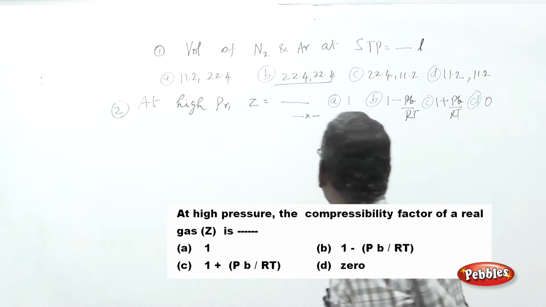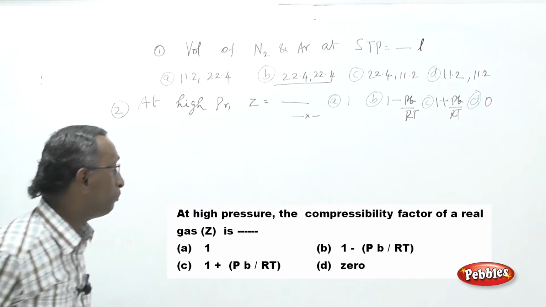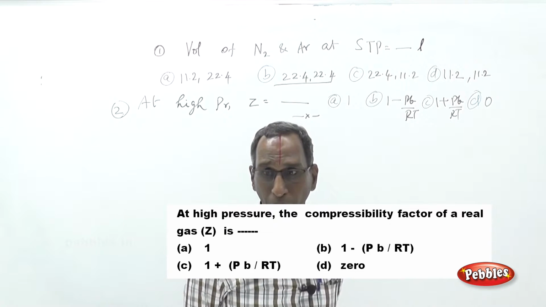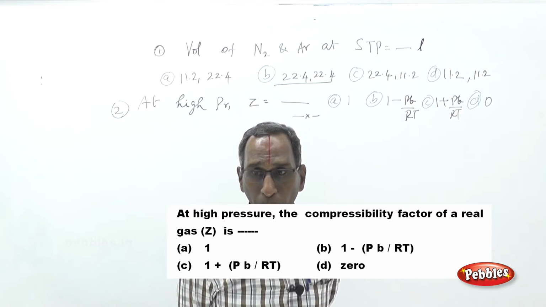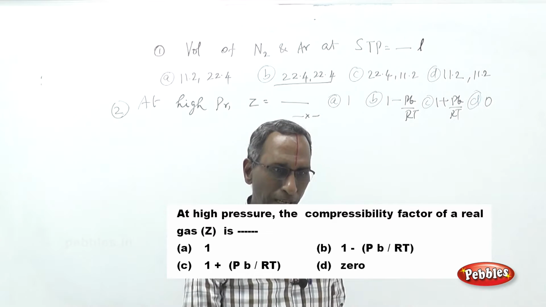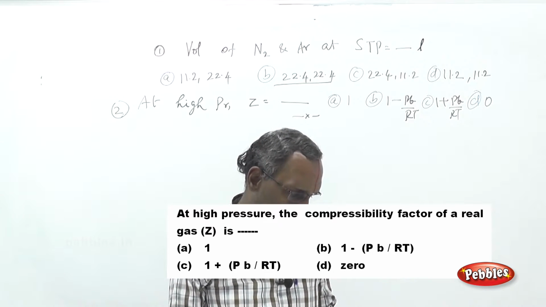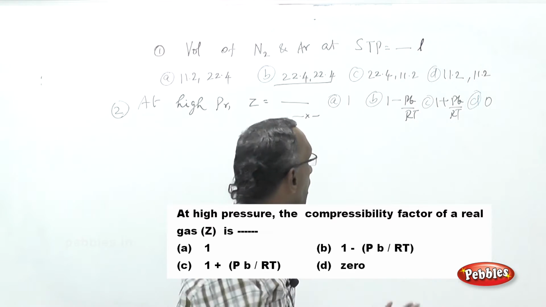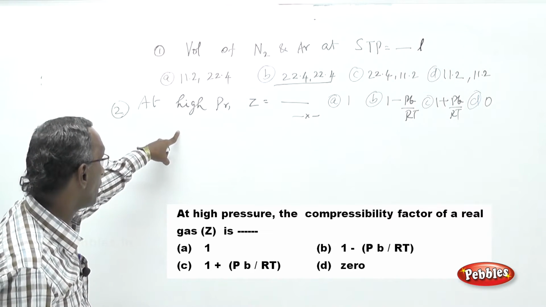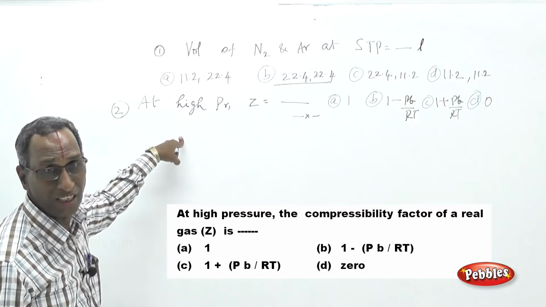Now the next question is based on ideal behavior. We have studied compressibility factor. Compressibility factor equals PV by RT. PV equal to RT, or PV greater than RT, or PV less than RT; accordingly it is called the compressibility factor. What happens to the compressibility factor at high pressure is asked.